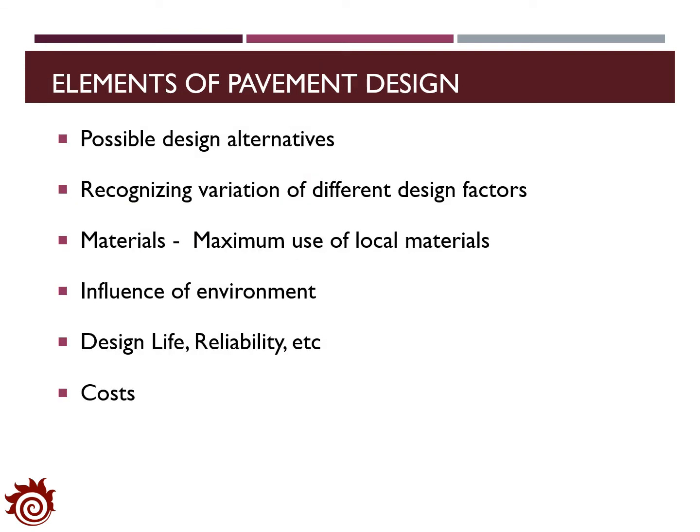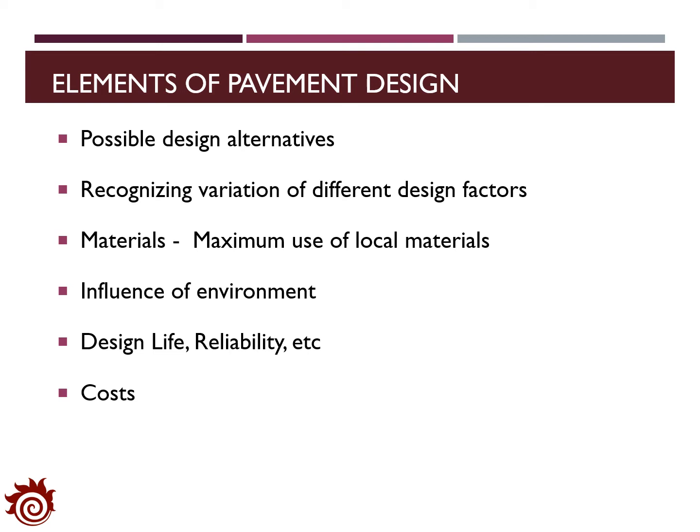From these observations, we can summarize the elements we need to consider for the pavement design. First of all, we need to find some possible alternatives for the design so that if the primary choice fails, we have a backup plan. Second, we need to recognize the variations of different design factors, especially the variations of the subgrade over time. Third, we need to choose the right materials. Especially if we want to keep the cost down, we have to use local materials as much as possible.